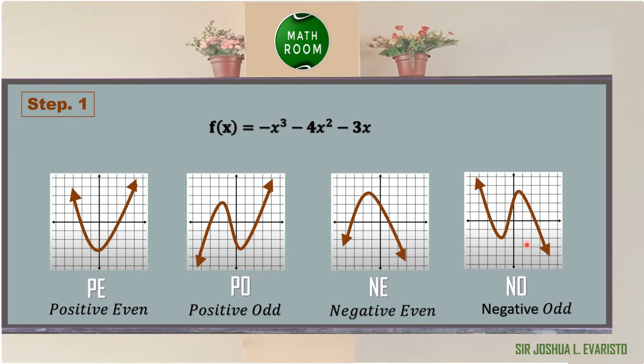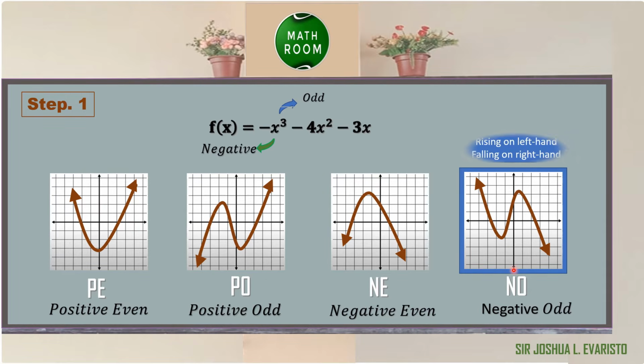Since our polynomial function is f(x) = -x^3 - 4x^2 - 3x, we can easily determine our leading term, that is -x^3, wherein the leading coefficient is negative and the degree is 3, which is an odd number. Therefore, the behavior of the graph is rising on the left hand and falling on the right hand.